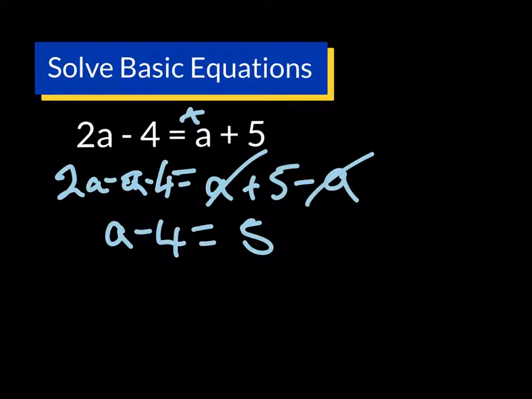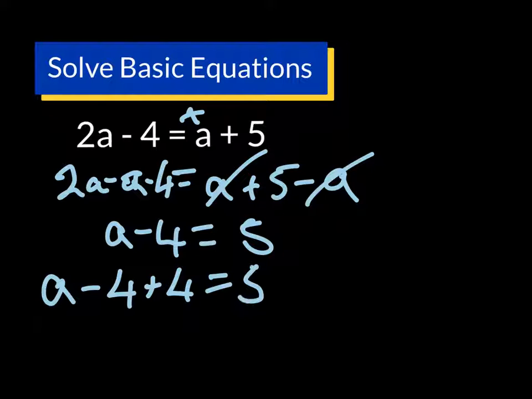Now to isolate the variable on the left side, all we need to do is get rid of this minus 4 and move it to the other side. So again, we're going to do an undo operation. We have a minus 4, and we can undo the minus 4 by adding 4, and whatever we do to one side of the equation, we also have to do to the other side. So 5 plus 4. So these are going to cancel out. a is equal to 9.